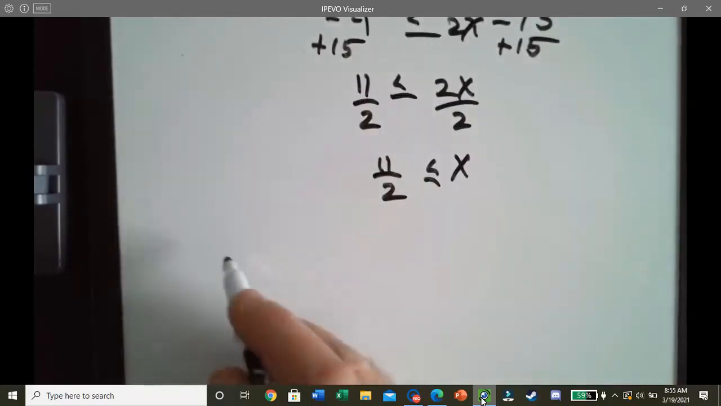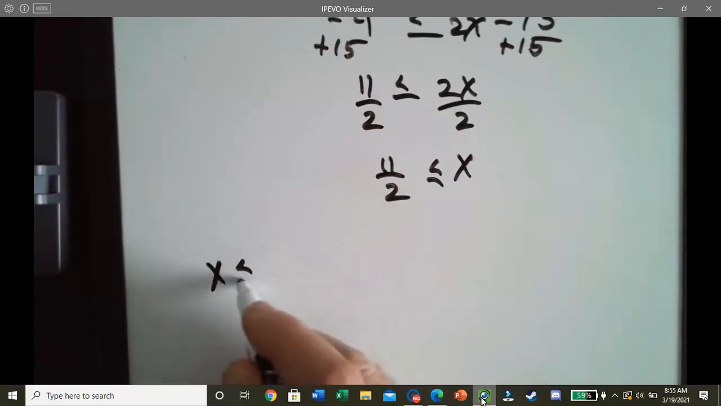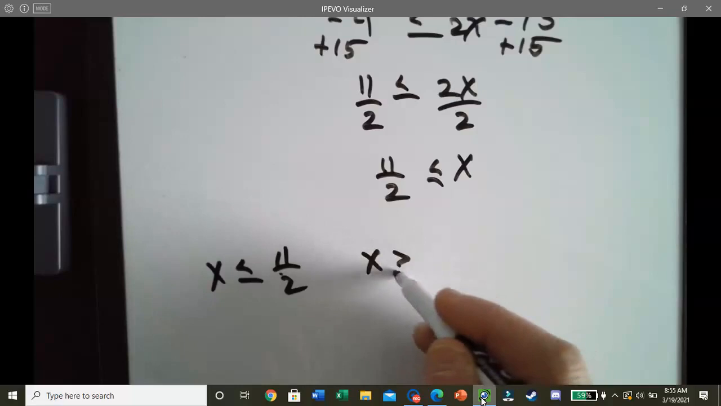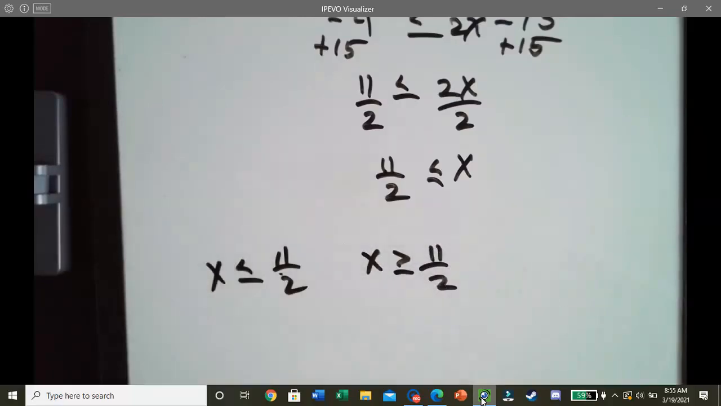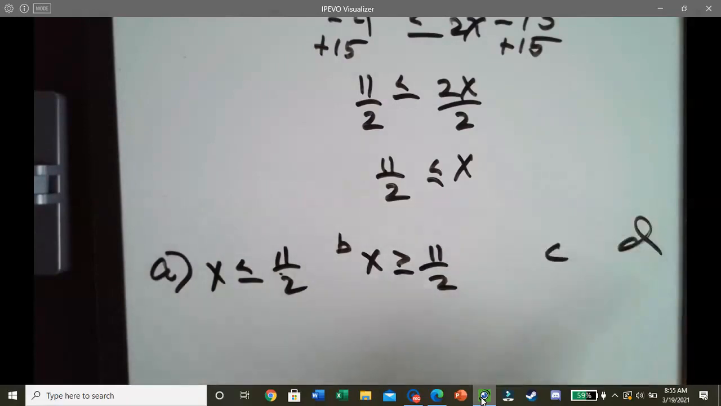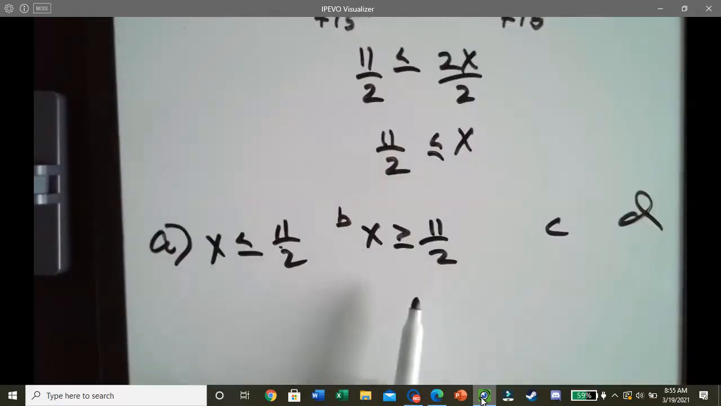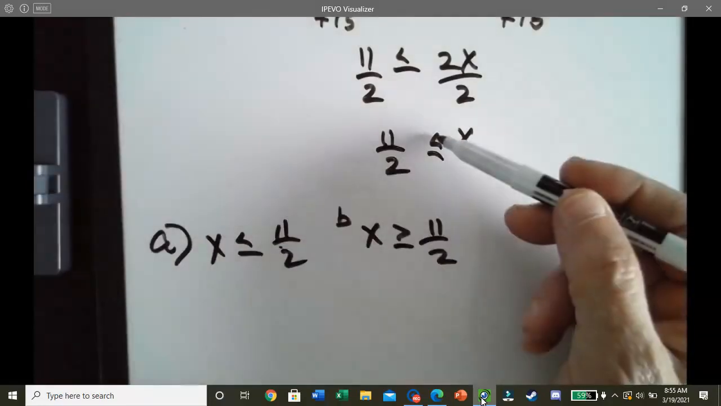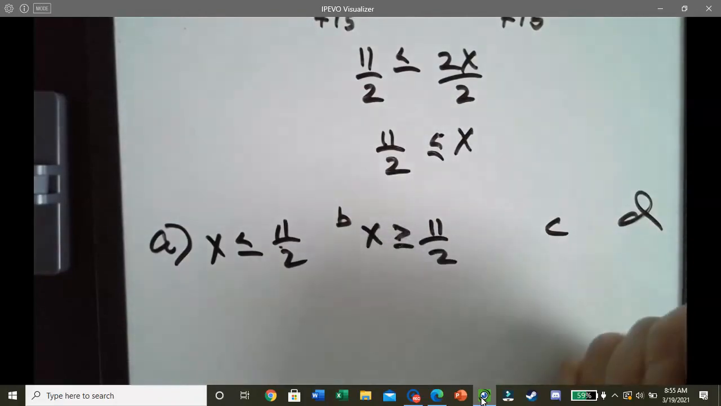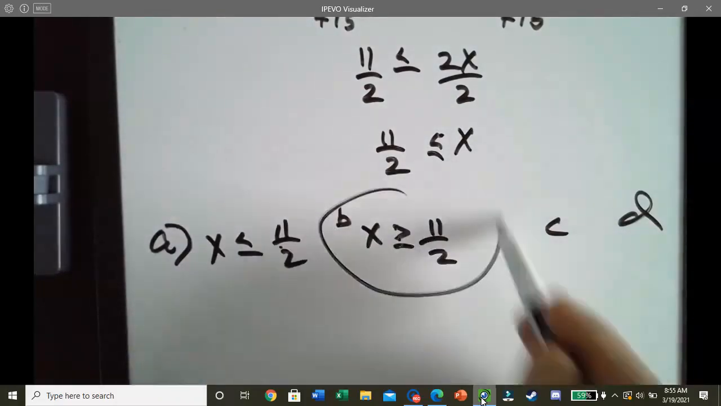Okay, now among the choices, you've got x less than or equal to 11 over 2, x greater than or equal to 11 over 2, and you've got others, so this is A, B, C, and D, something else. Which one of these is the solution? X is on the large end. X is on the large end. Yeah, it's B.